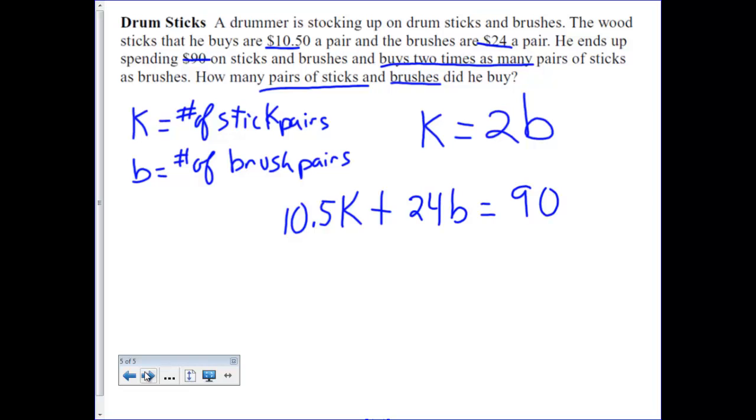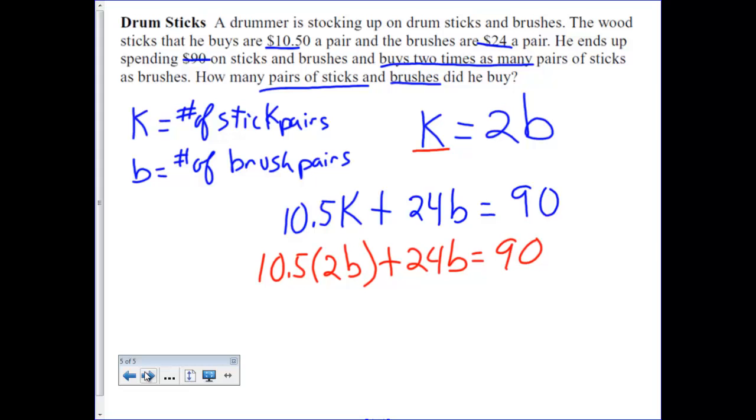And conveniently, k has already been isolated. So which one are you going to substitute? Well, we're going to substitute k. And anywhere I see k in this other equation, 10.5 times k, I'm going to substitute it with a 2b, plus 24b equals 90. Having only one variable to solve for is much easier than having 2. So we're just using substitution to get rid of one of those variables.